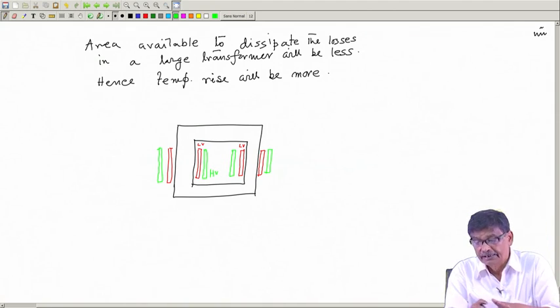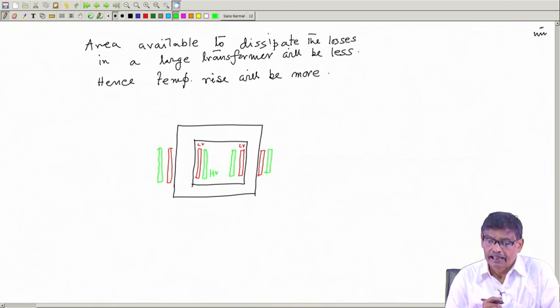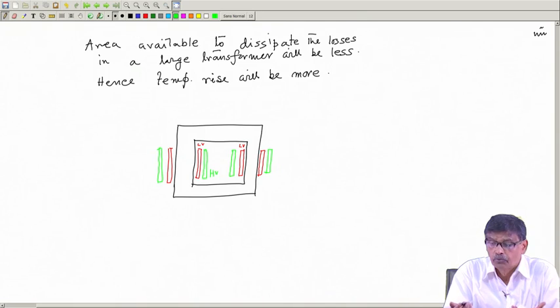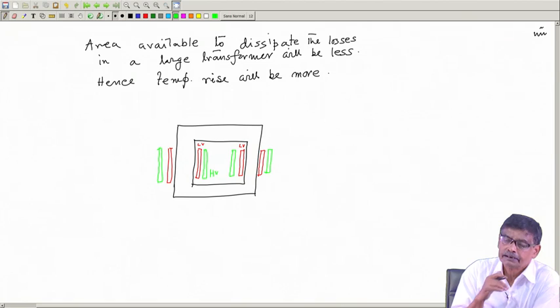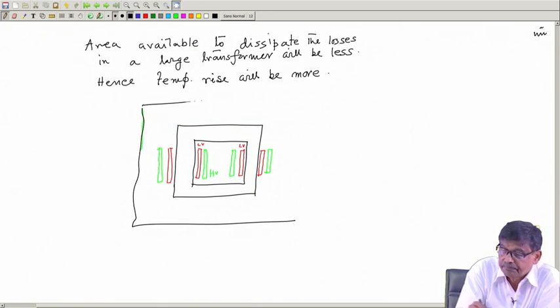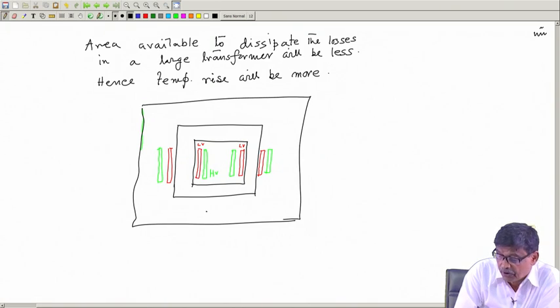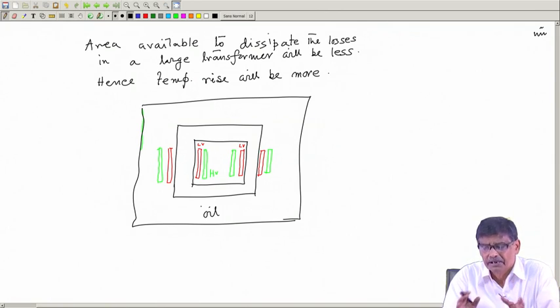Got the point. Now, this is the transformer and this whole thing can be air natural cooling. Earlier it was just air natural cooling, but here you will say that maybe I will immerse this transformer in a tank filled with oil, okay, mineral oil, refined mineral oil. Everything will be immersed in that, okay.